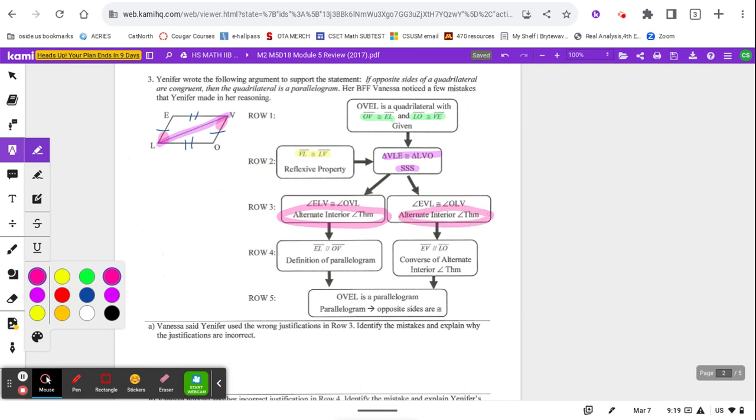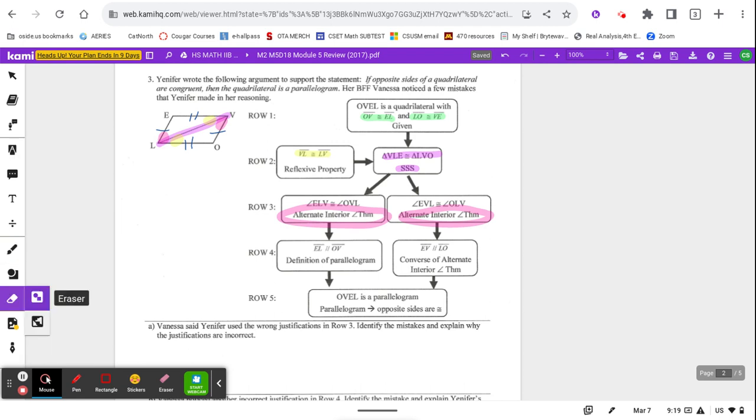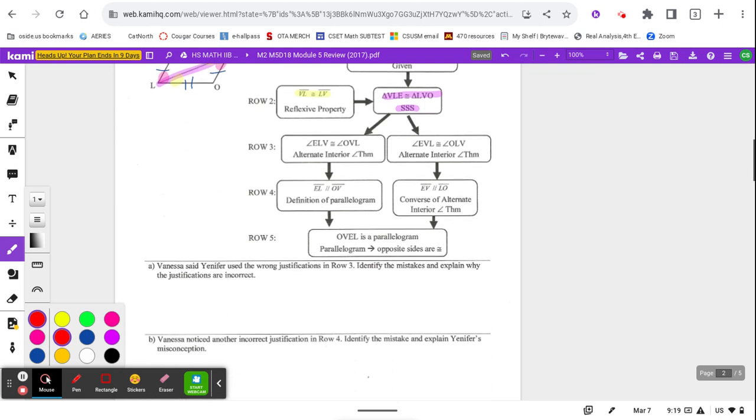And same thing over here, these two, EVL and OLV, those two we can now say are congruent, but the reason for row 3 is wrong. So here for number 3, it says Vanessa said Yennefer used the wrong justifications in row 3. Identify the mistake and explain why they are incorrect.